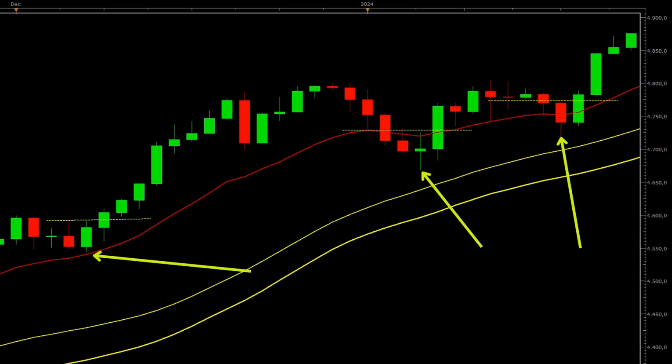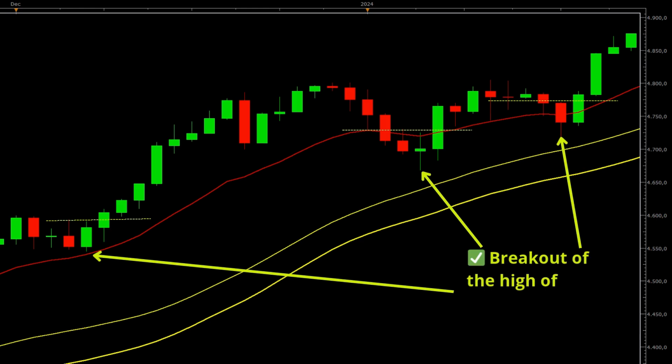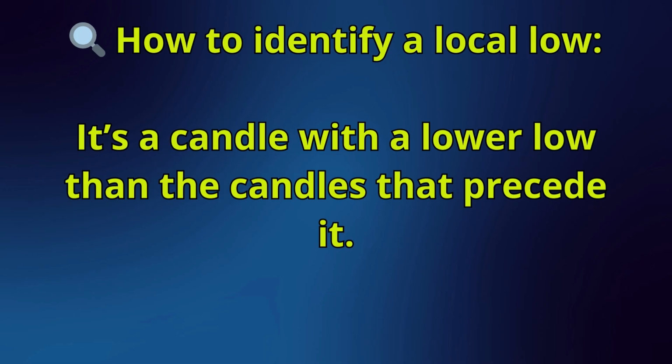And third, our entry trigger. We are looking for the breakout of the high of a specific candle, the candle that forms a temporary local low. This is how we enter on a confirmation of strength after a small pullback. So, what exactly is a local low? It's simple. We define it as a candle that has a lower low than the candles that came immediately before it. It represents a brief pause or dip in an uptrend.